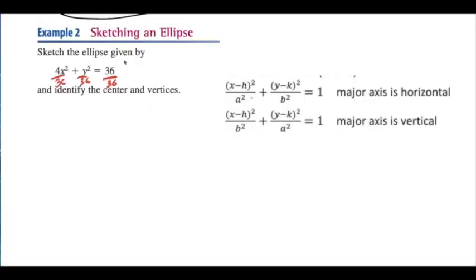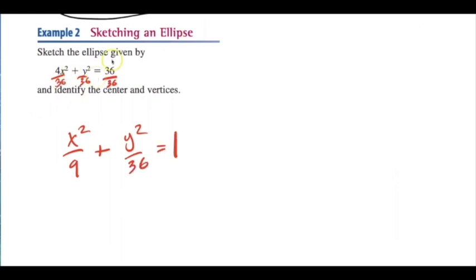So it looks like the standard form. Over here, we have 4 over 36. We could reduce that. We could divide them both by 4. We get x squared over 9 plus y squared over 36. And 36 divided by 36 is just going to be 1. So there's my standard form of an ellipse. And we're going to use this to graph.